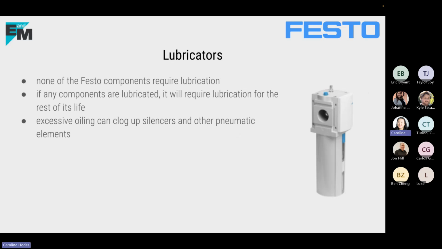Talking a little bit about lubricators, none of the Festo components require any lubrication. If any components are lubricated, it will require lubrication for the rest of its life. Any excessive oiling can clog up silencers and other pneumatic elements. So lubricators really aren't recommended for Festo products. They also mention the saying that if you oil it once, you'll be oiling it forevermore. So that's just another way of saying that lubricators aren't recommended.